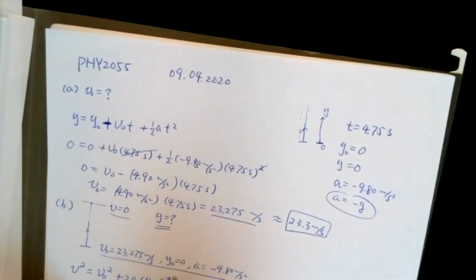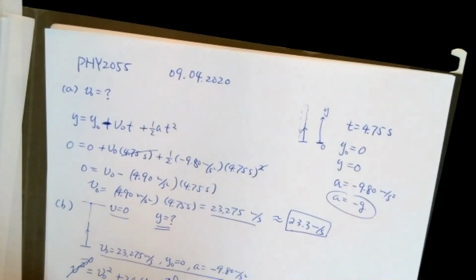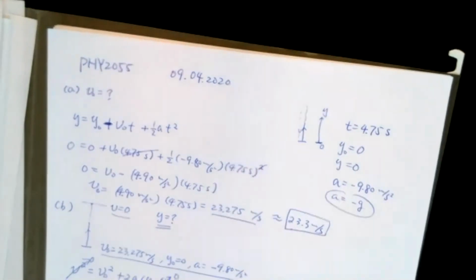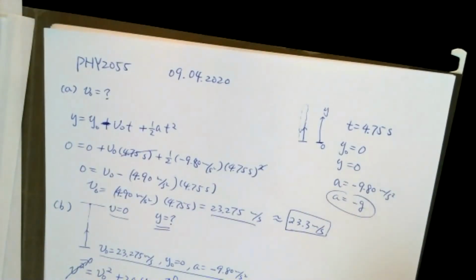So my initial y is zero, that goes away. My final v is zero, that goes away. So zero equals the 23.275 that you got from part A squared plus 2 times negative 9.80 meters per second squared times y. So y is the only unknown here, and you can solve for y. This negative will make this negative, so basically your y is going to be equal to 23.275 meters per second squared divided by 2 times 9.80 meters per second squared. Just the algebra here, it will give you 27.64 meters roughly, or 27.6 meters.